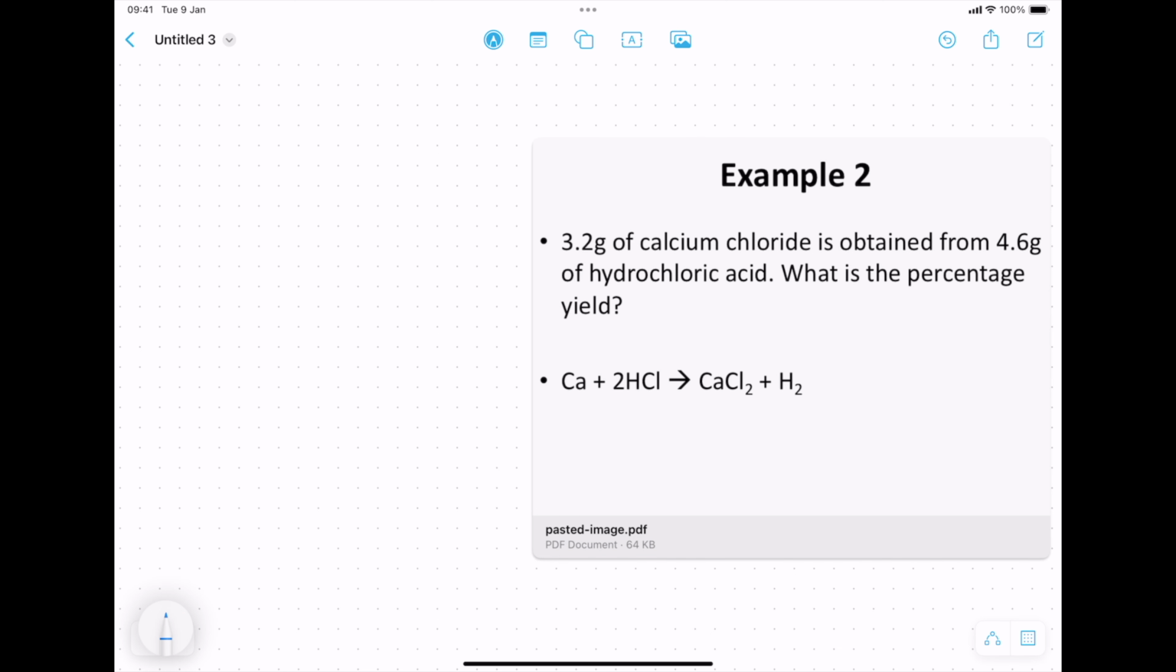3.2 grams of calcium chloride, that's the product there, is obtained from 4.6 grams of HCl. So that's your reactant. What is the percentage yield?